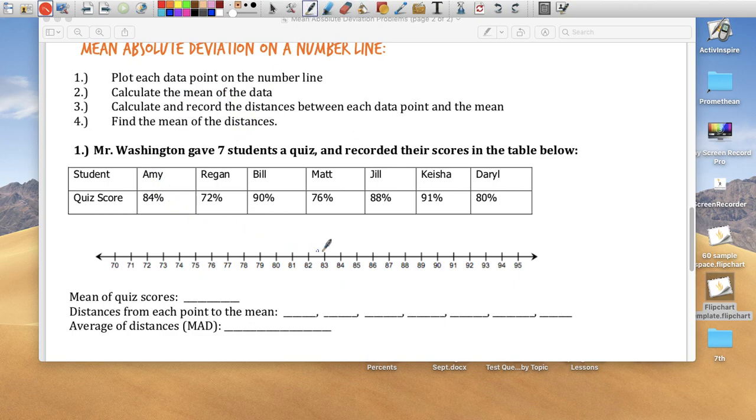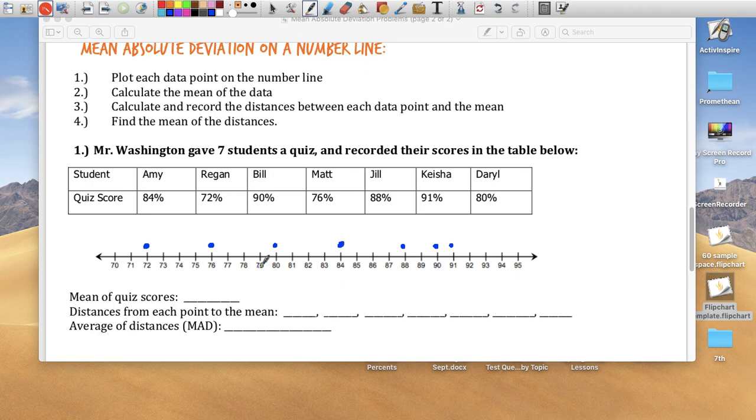So 84, I'm going to put a little X or a dot. 84, 72, 90, 76, 88, and for Jill, 91. What are we measuring here? Are these test scores? Yes. So here are the test scores for a quiz, and we want to find the mean. So let's find the mean.